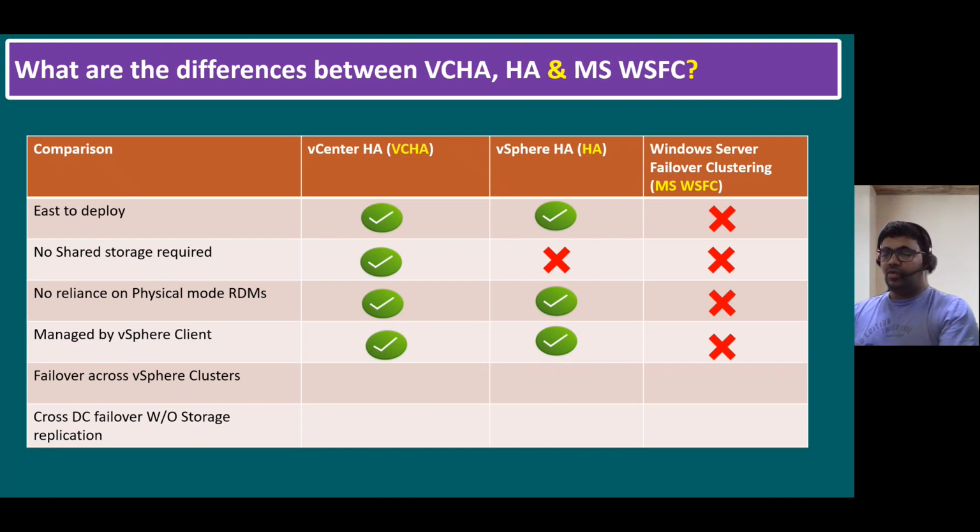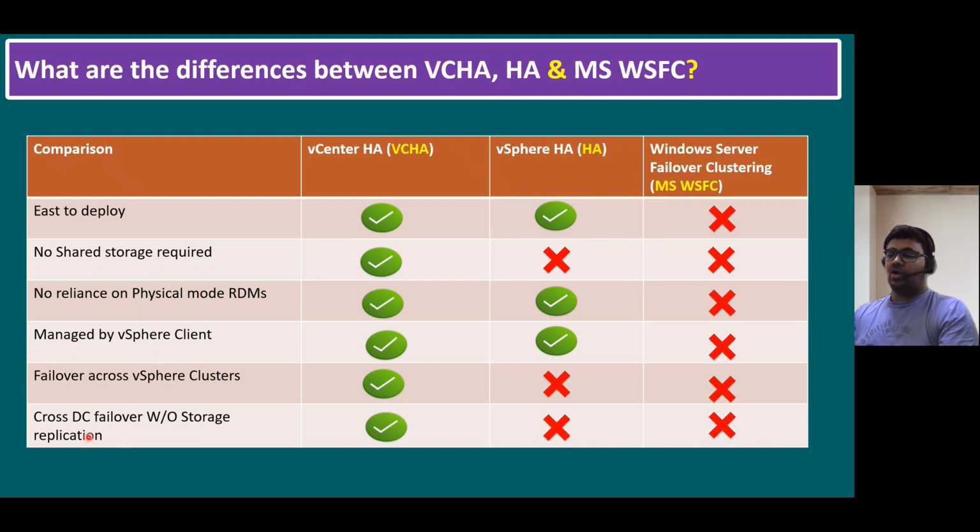Another point, failover across vSphere clusters. Among the vSphere clusters we can do VCHA, but the vSphere HA feature is specific to one cluster only. VCHA you can configure within one vCenter, creating VCHA nodes across multiple clusters. That is one method. Another method, you can configure VCHA among multiple sites also. You can prepare one vCenter in a primary site, another vCenter in a secondary site, and another vCenter in a witness site. That portion I will explain in the next slide.